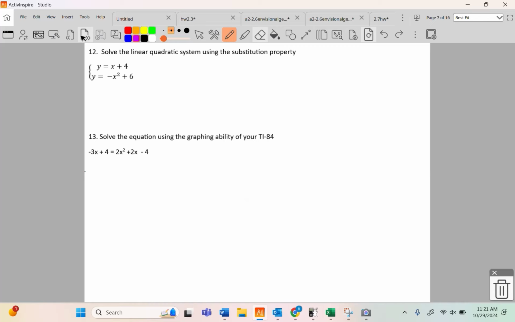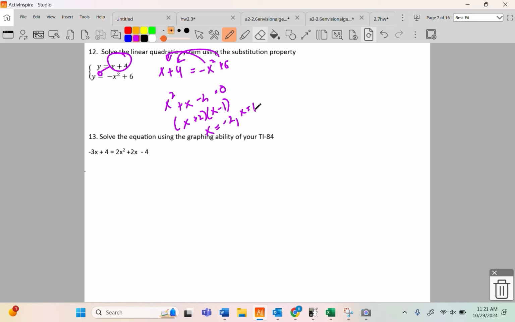Transitive property doesn't matter. But you just take that x plus 4 and you put it right there because you're substituting in. So x plus 4 equals negative x squared plus 6. X squared goes over plus an x because there's already an x. And 4 minus 6 is minus 2, equals 0. And that factors as x plus 2 times x minus 1. So your x values are negative 2 and 1.